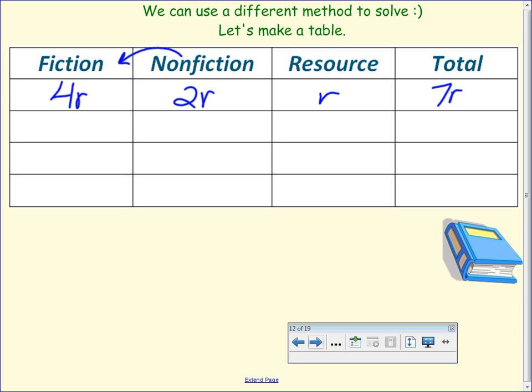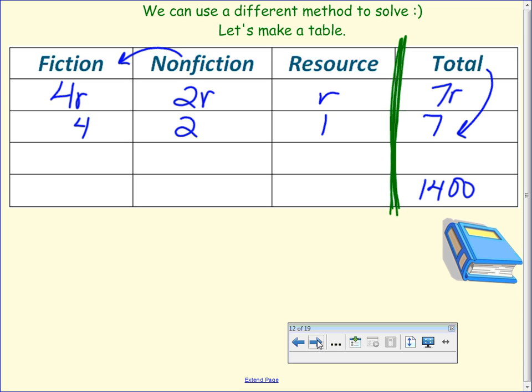But since they all have R in common, I'm going to pull out that R. I'm going to factor it out. So 4, 2, 1, 7. These are like our ratio tables we did way back in the beginning of the year. But are there a total of 7 books in the library? No. There's a total of 1,400 books in the library. I should have made this line darker.